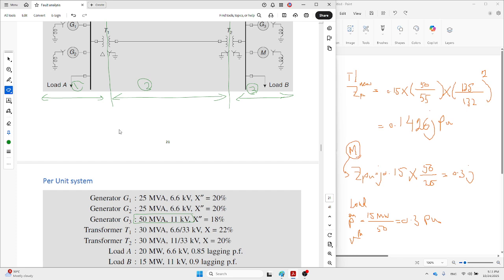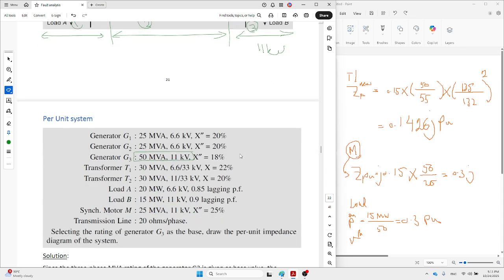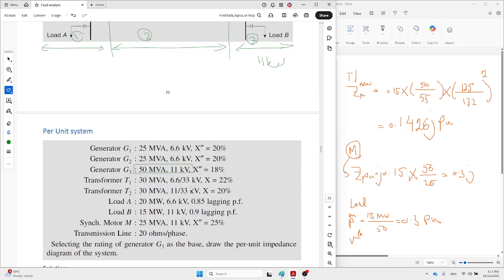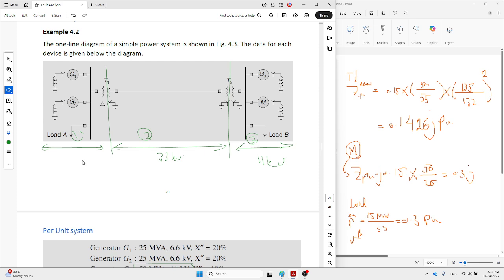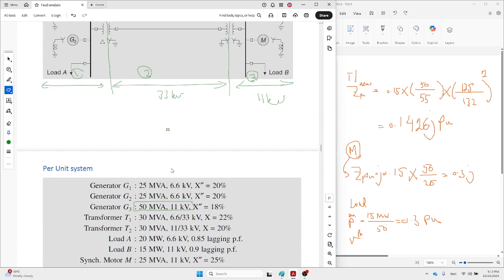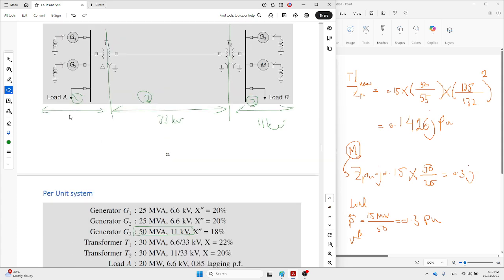So the V base, where is generator 3? Generator 3 is here, correct? It's 11 kV, so the V base is 11 kV. Then using transformer number 2 values, change 11 to 33. So here is 33 kV based on this per unit value, this base value. And then for the other transformer, transformer number 1, change 33 to 6.6. So here is 6.6 kilovolt.